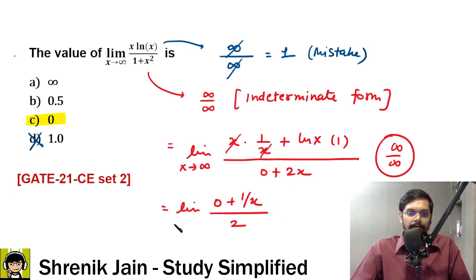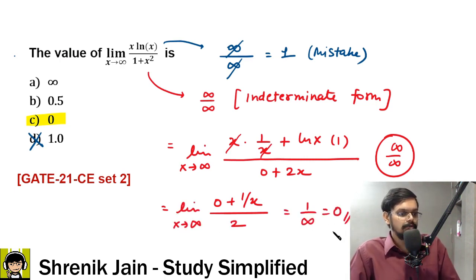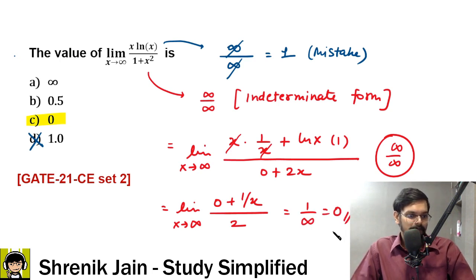So now we have limit x tends to infinity. Now it's simple, it is just 1 upon infinity, which is 0. Hence C is right. Understood the solution? Can I move forward to the next question?